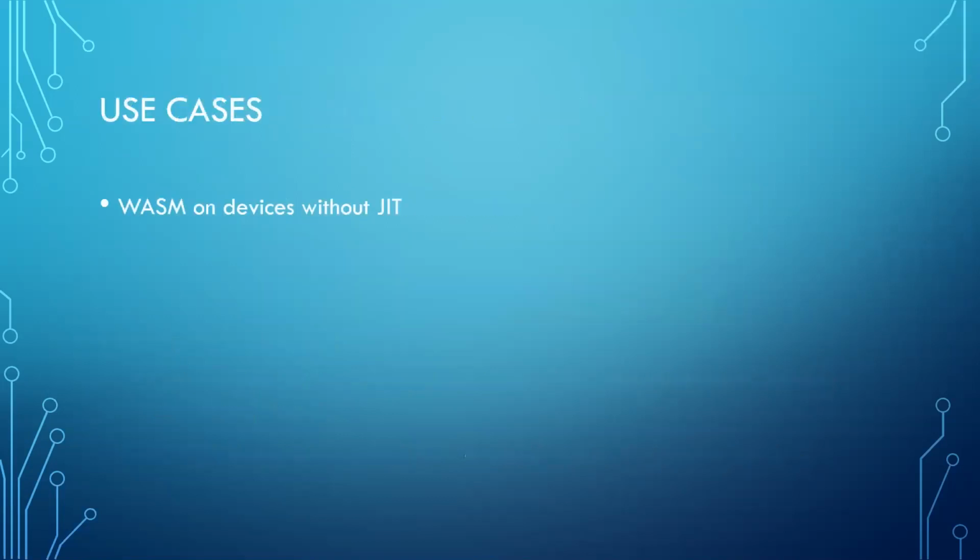So the intended use cases of INNATIVE are generally on devices without JIT. INNATIVE does include a primitive JIT with LLVM using the ORC2 JIT system, and this is mostly intended for development. So it makes it easier for developers using INNATIVE to rapidly iterate.